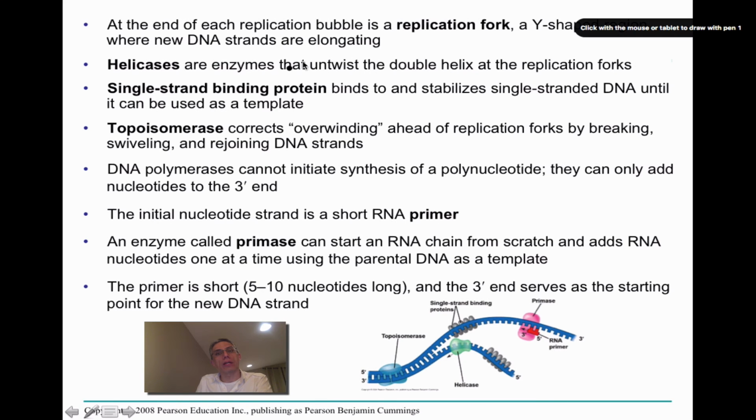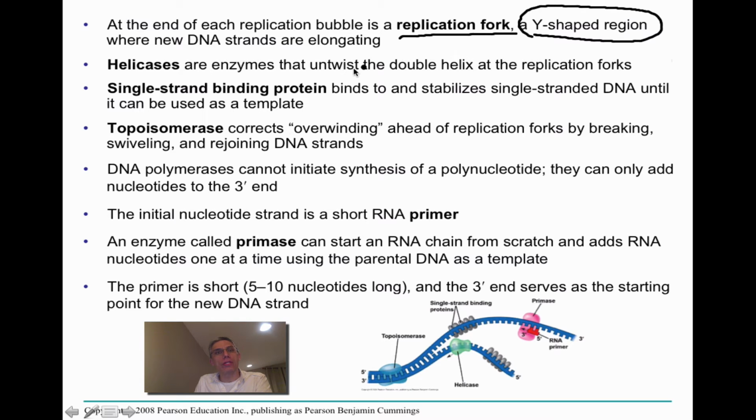Now, when you talk about DNA replication, you oftentimes will refer to something called a replication fork. This is a Y-shaped region where the DNA strands are elongating. Down here towards the bottom, right here, would be the replication fork of this particular example. There are going to be lots of enzymes used as we go through the replication process, and this is a list of a few of those enzymes.